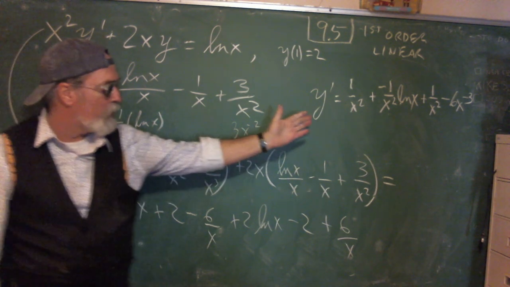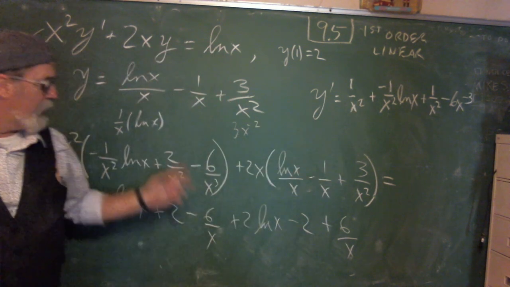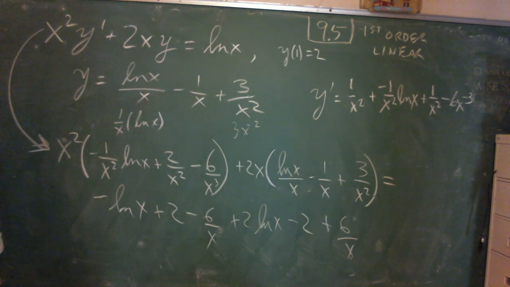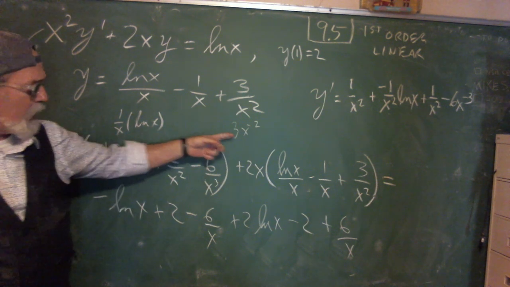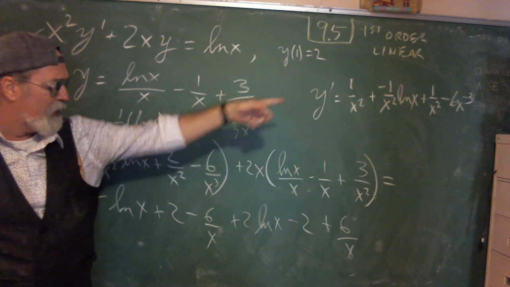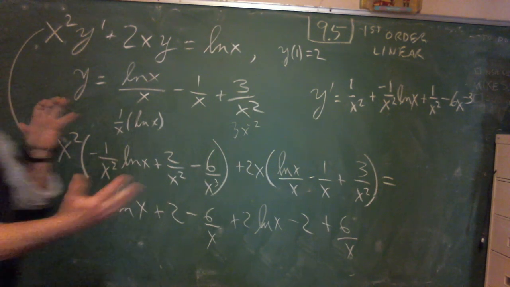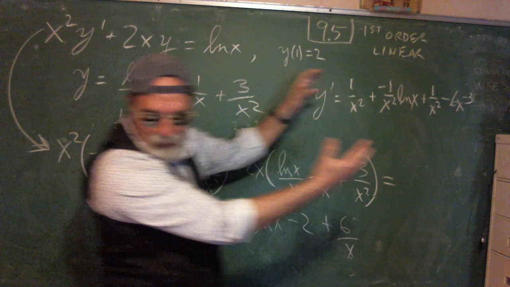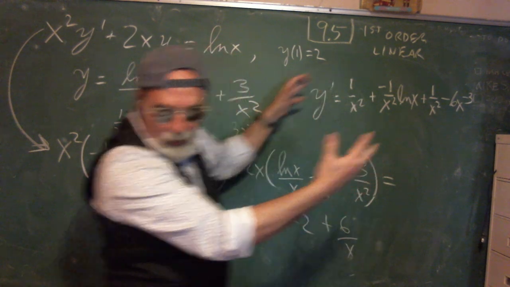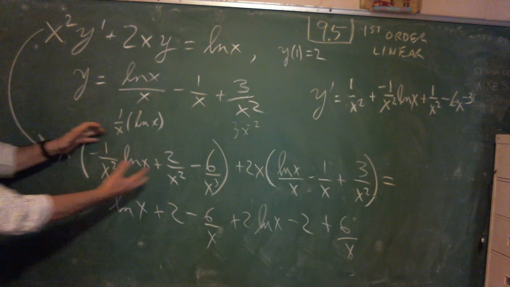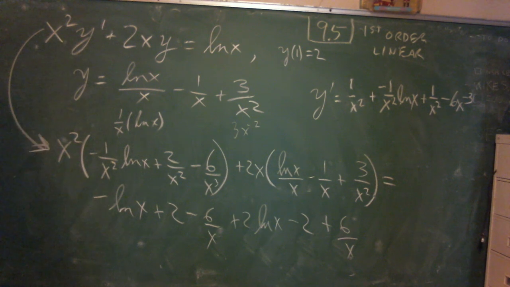You've got to do the product rule on this, so I get 2 terms out of it. And then the derivative of negative 1 over x squared is plus 1 over x squared. And then the derivative of 3x to the negative 2 is negative 6x to the negative 3. It's all over there on the right. Now you take that whole piece and you put that in for y prime. See, x squared y prime?